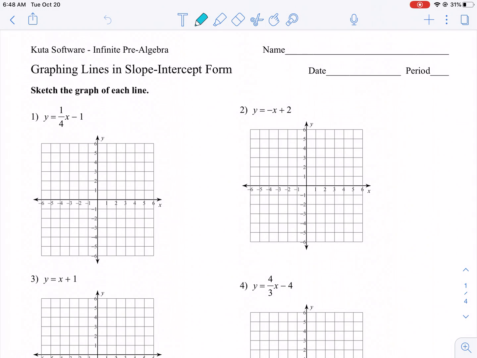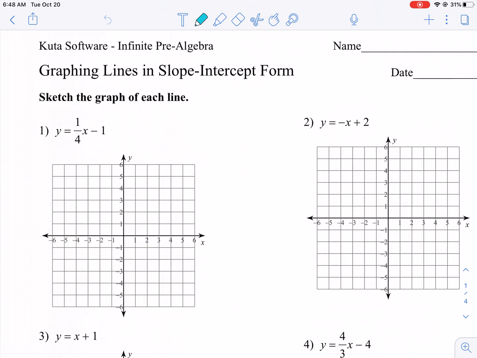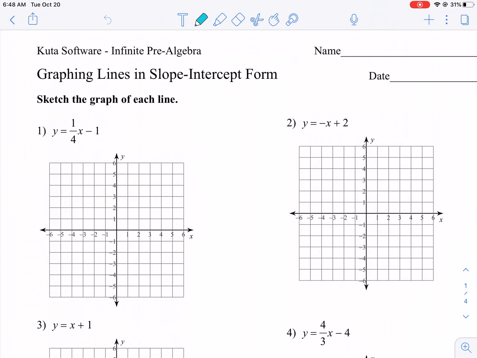We're doing graphing lines in slope-intercept form today. If you really want the best and most comprehensive coverage on slope-intercept form, there's another video that talks about slope and slope-intercept form. That's a Kuta software worksheet tutorial, and there's also a notes section, so if you want to check that out, there are other videos. But this one, we're just doing graphing. So let's check this out.